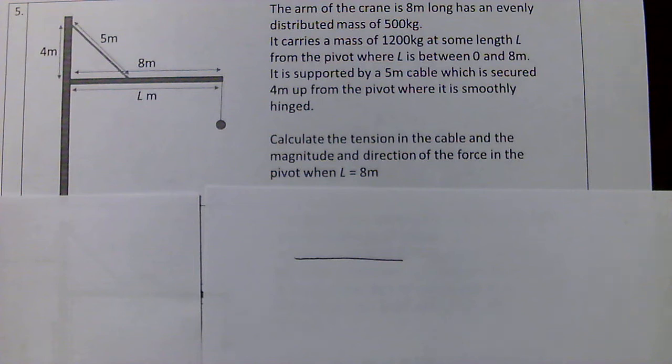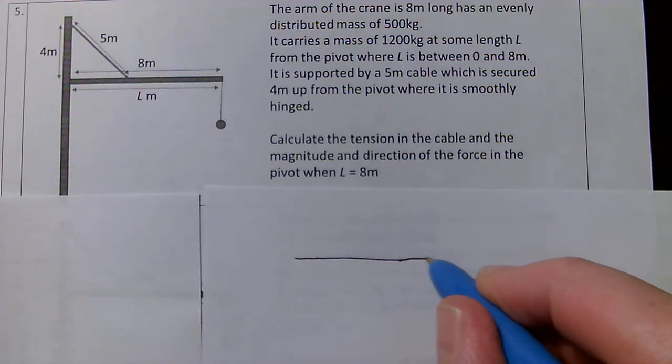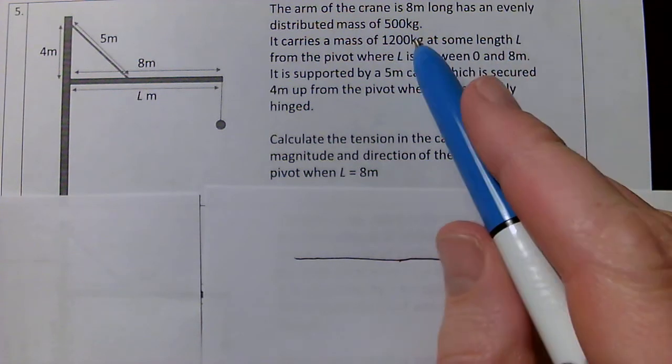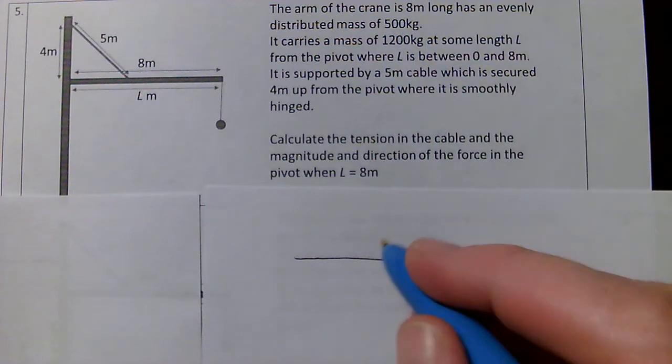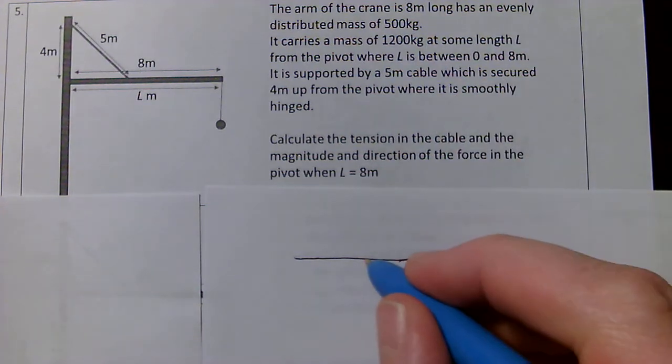Okay, we'll start this question by looking at the forces in the arm of the crane. So we know that the arm of the crane is 8 meters long, and it's got an evenly distributed mass of 500 kilograms. So in the middle, we know that we've got a downward force of 500 G.